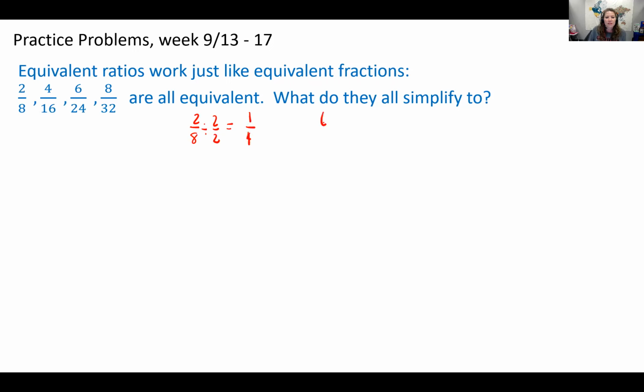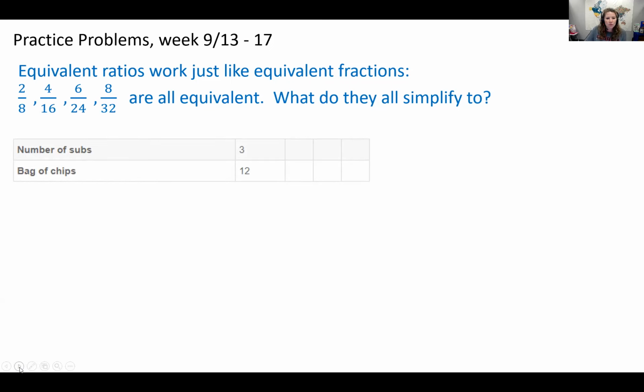If we took 6 to 24, what can we divide 6 and 24 by? We divide them both by 6. That's also equal to 1 to 4. And 8 to 32, if we divide both numbers by 8, we see that 8 to 32 is equal to the ratio 1 to 4. And if I did 4 to 16, I would get the same answer. So that means all of those ratios are equivalent.